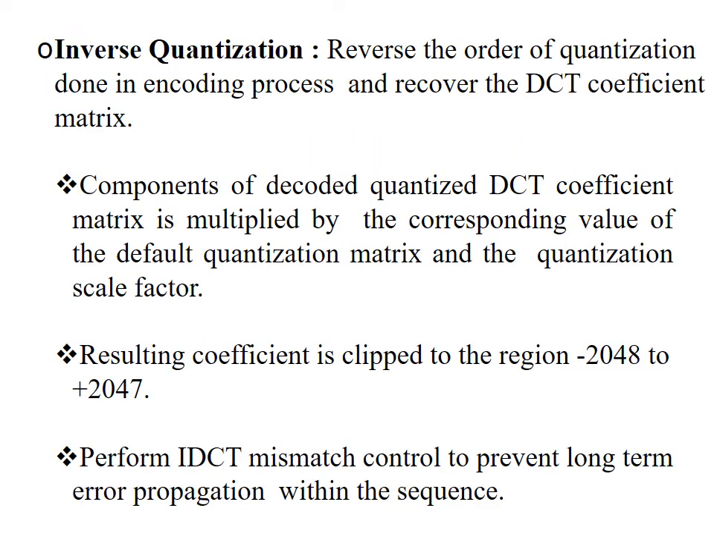So next thing is inverse quantization. Okay, it reverses the quantization done in the encoding process and recovers the DCT coefficient matrix. The components of the decoded quantized DCT matrix are multiplied by the corresponding value of the default quantization matrix and the quantization scale factor. The resulting coefficient is clipped to the region minus 2048 to plus 2047. The IDCT, that is inverse discrete cosine transform, mismatch control is used to prevent long-term error propagation.